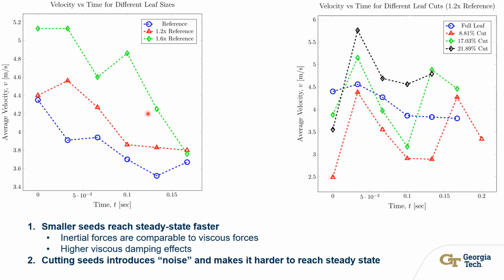On this graph, we plot the velocity versus time for different seeds. So we have the reference seed, a scaling of 20% up, and a scaling of 60% up.